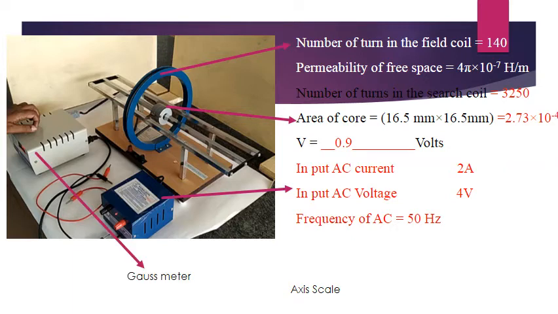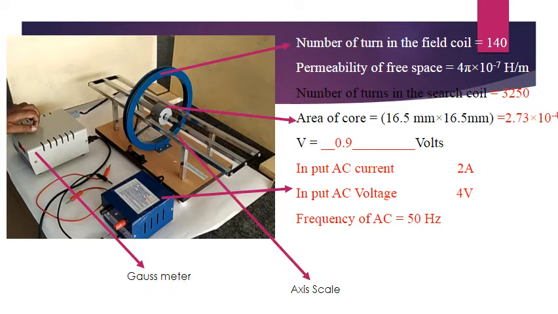Next is the gauss meter. The gauss meter can sense the EMF, and that is converted into magnetic field. It has a display, and you can see directly from the display the magnetic flux measured in terms of gauss.